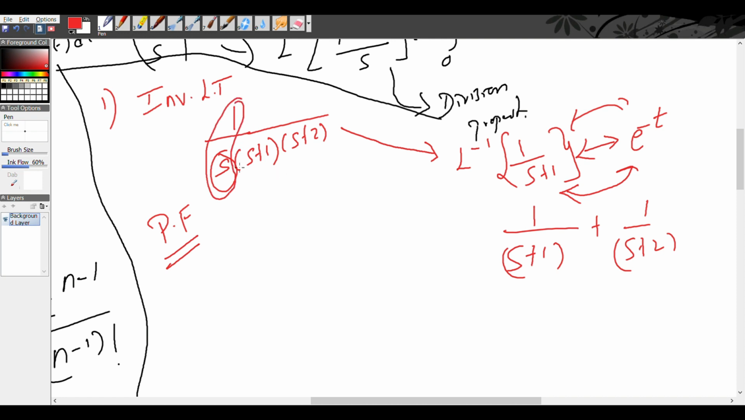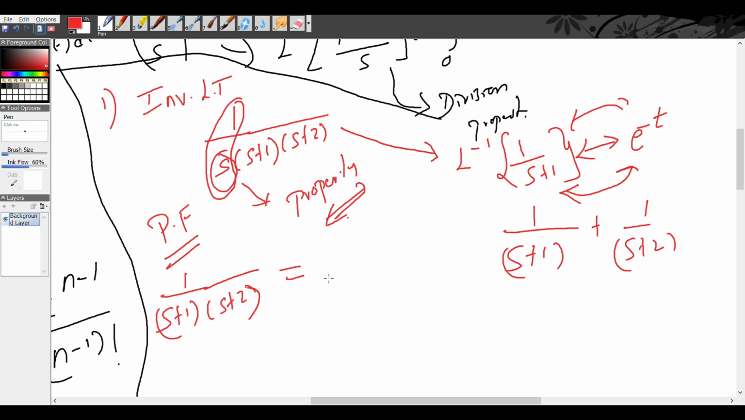Use partial fractions to split this equation, but keep in mind, this 1 by s we can just keep as it is, because we have studied the properties, right? This is nothing but a property, the division property we mentioned. So we need not do anything to it. For the remaining 1 by s plus 1 into s plus 2, I have to split it using partial fractions. I hope you remember doing partial fractions: a by s plus 1 plus b by s plus 2.